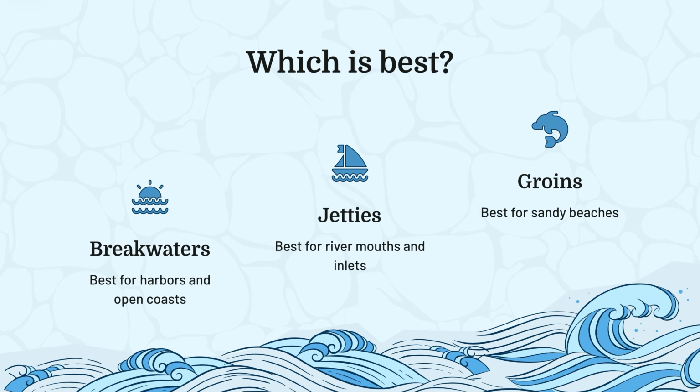Breakwaters are best for harbors and open coasts. Jetties are best for river mouths and inlets, and groins are best for sandy beaches. So keep that in mind and keep an eye out for these when you're at the beach.